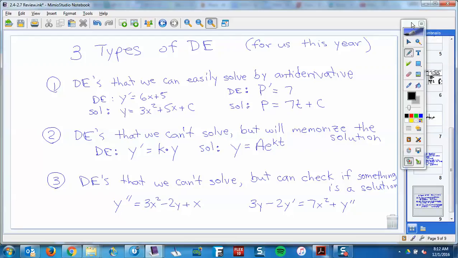3 types of differential equations we said. There's the type that we can just easily solve by doing an antiderivative like the one I just showed you. There's this one that we don't know how to solve because it's got a y in it instead of just x's, so that's a problem. So you see a y in it. We can't just do an antiderivative on that. So we're just going to memorize this as a solution.